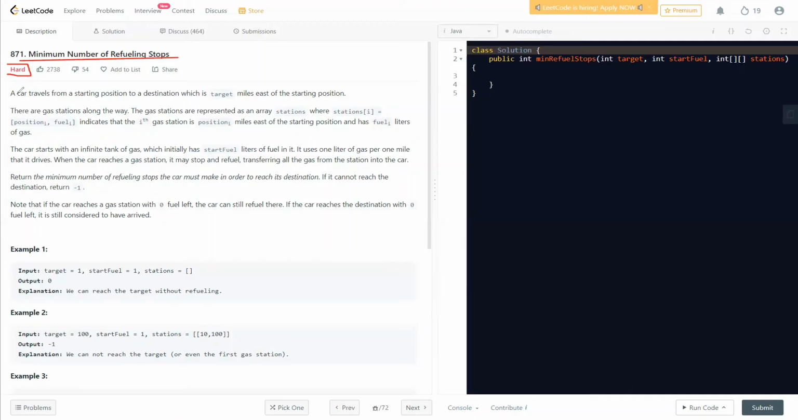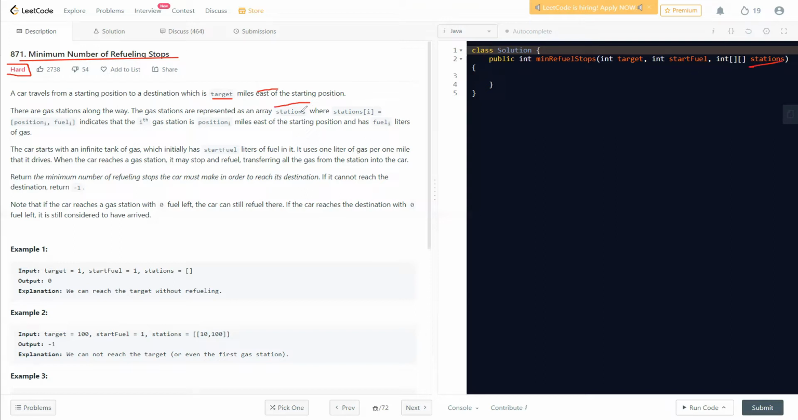So let's see what the question says. The question says a car travels from a starting position to a destination, which is the target in terms of miles. So take it as a straight line. This is east of the starting position, so it's going in a straight line. You can consider that. Now there are gas stations along the way, and the gas stations are represented by stations. So stations is the array given to us.